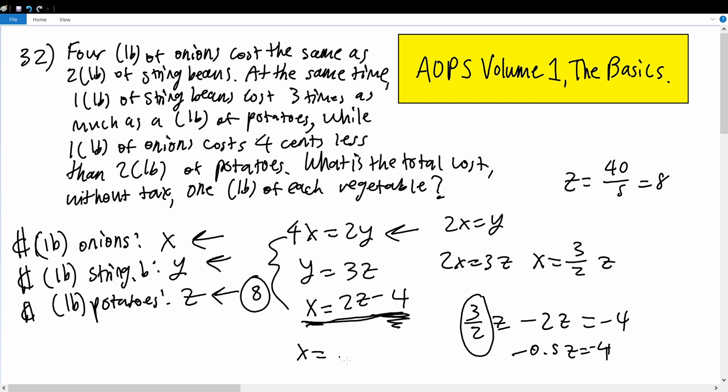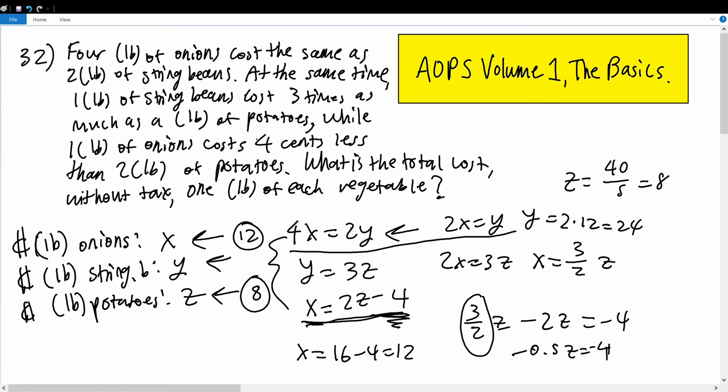x must be equal to 2 times 8, which is 16, minus 4, which is 12. So 1 pound of onions costs 12 cents. And from this equation, we can solve for y, meaning that 1 pound of string beans must be twice the amount for onions, which is 24 cents. So y will be 24.